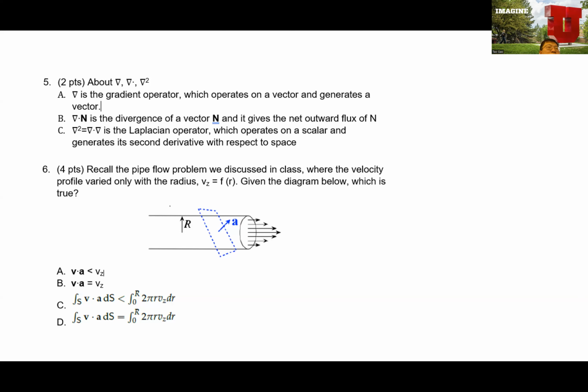So when you do the integral, it doesn't matter in which angle you cut the tube, right? As long as this slice covers the whole cross section of the tube, the answer will be the same. So it will equal 2 pi r multiplied by Vz, and you do the integral from 0 to r. Okay, so D is correct, C is incorrect.